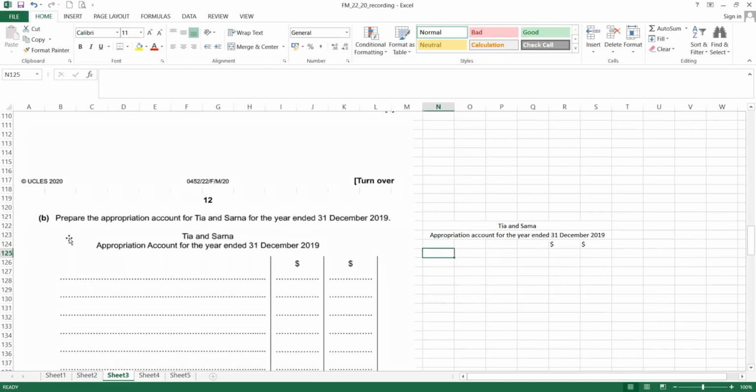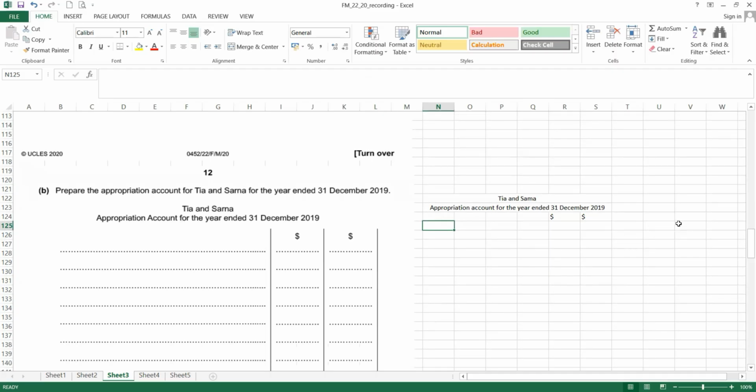Okay, the appropriation account in the following. They ask us in section B to prepare the appropriation account. The standard formula, okay, I show the standard formula first. Profit for the year, add interest on drawings. If you have two partners, you list down the individual names here, and then after that, the same.